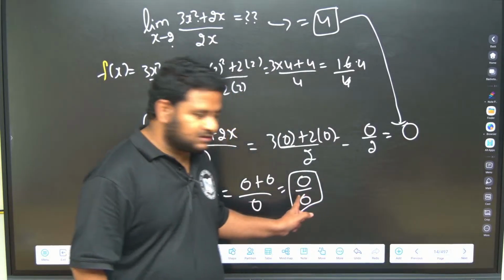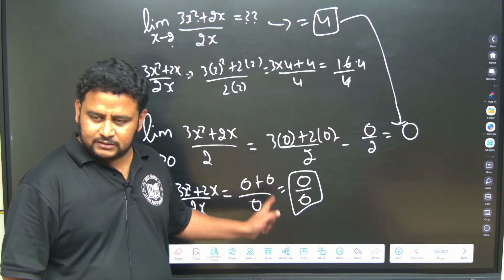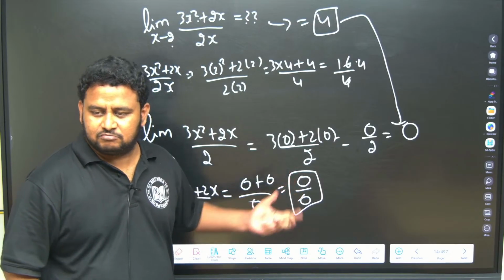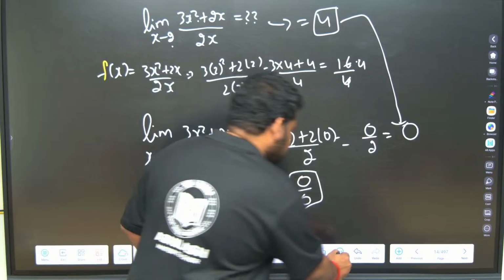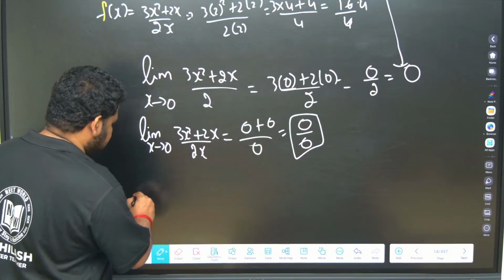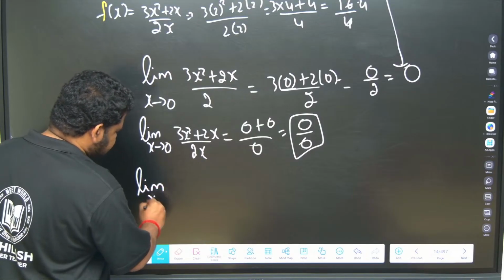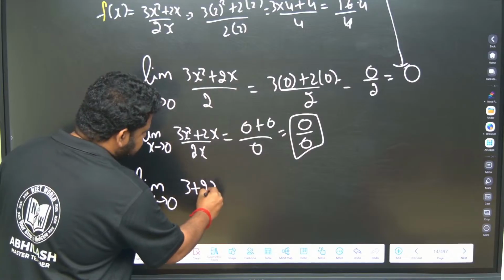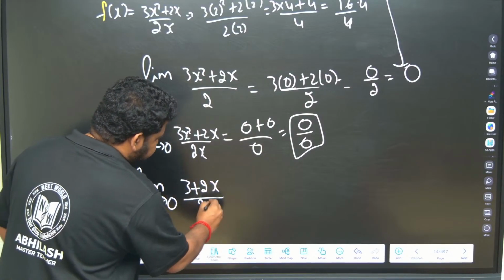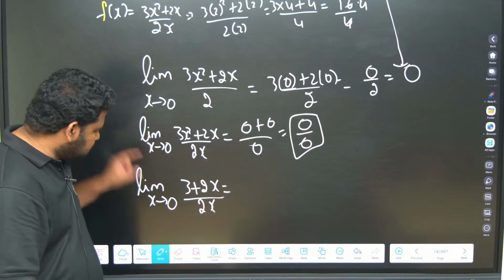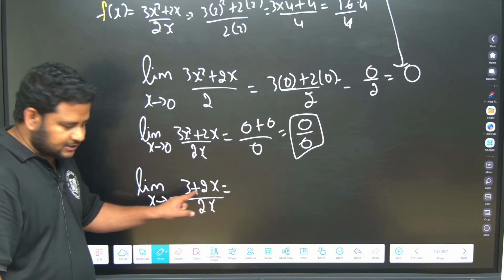So what did we get here? 0 by 0, correct? For this, the exact value is what? We don't know. Similarly, for the same question, a little modified: limit as x tends to 0, (3 + 2x) / 2x. What is the value I will get? Focus here, please. First, you can write it down.